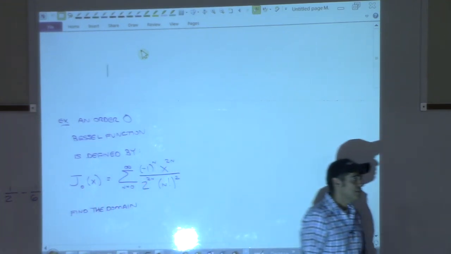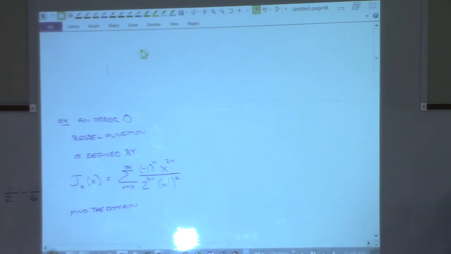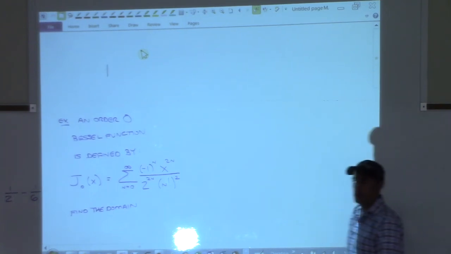So what is the domain of this function? Well, that means what are the values of x that I can plug in that make it converge, right? Which is the same question we just had. All right, so how are we going to go about this? Yes? Do like the ratio? Yeah, ratio test. Let's start with the ratio test.